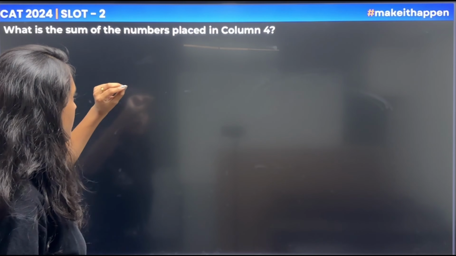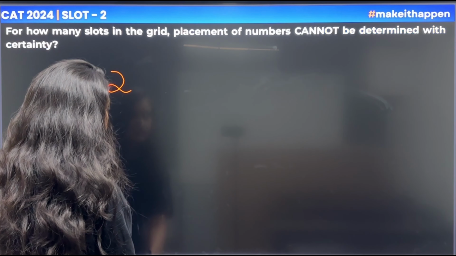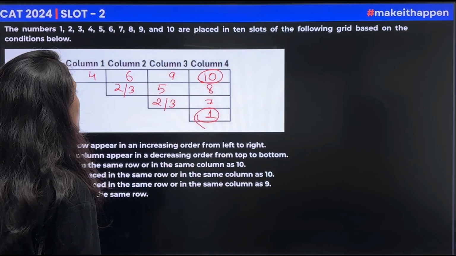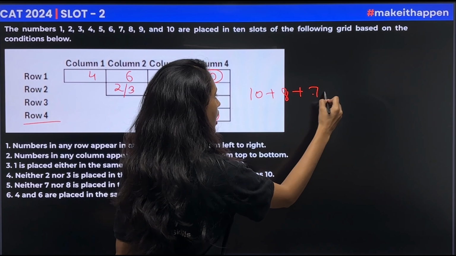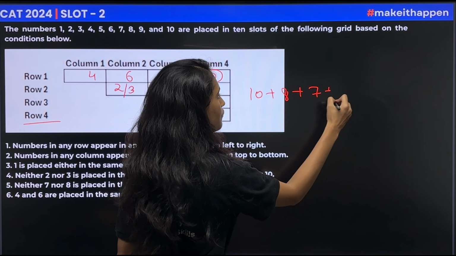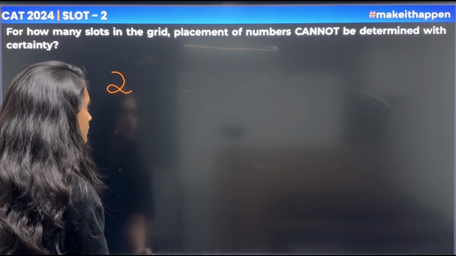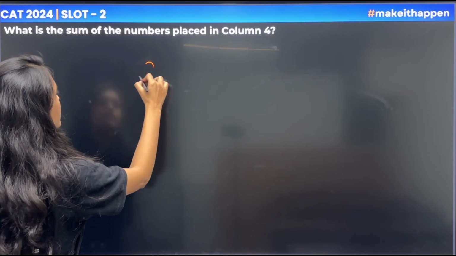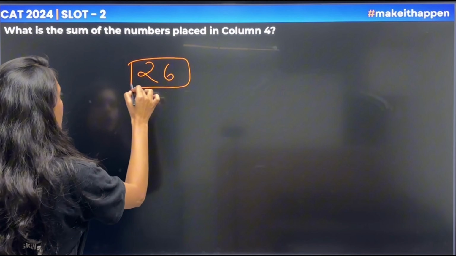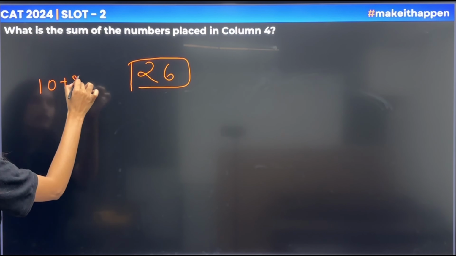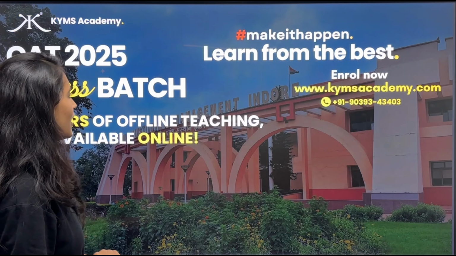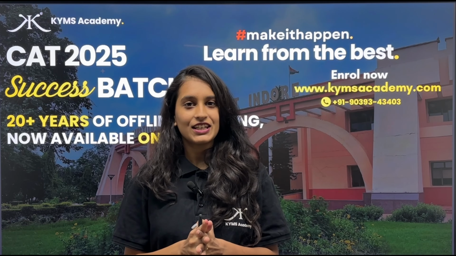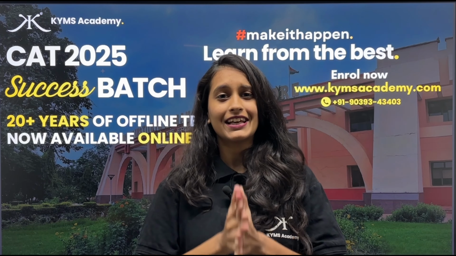What is the sum of the numbers placed in column 4? Let's see. So in column 4 we have 10, 8, 7 and 1, and their sum comes out to be 26. So the sum of numbers placed in column 4 is 26. So students, it was a very easy question, a very doable question in the CAT exam.